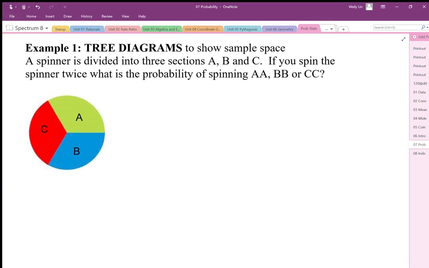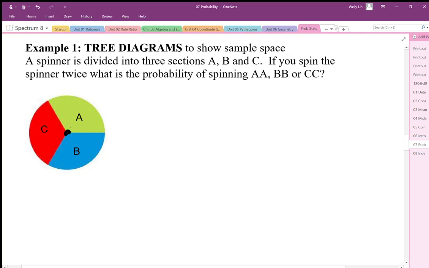So the event here is we're going to take this spinner. Imagine there's a little spinner arrow that we can spin around the axis here. We're going to spin that arrow around, and as we spin it, it falls in one of these three categories, A, B, or C. We're going to do this twice, so there's two events. It's important to understand the number of events occurring, and we want to know the probability of spinning AA, BB, or CC. Okay? So we want to look at the sample space here.